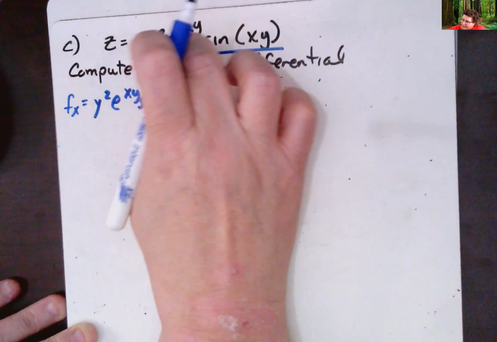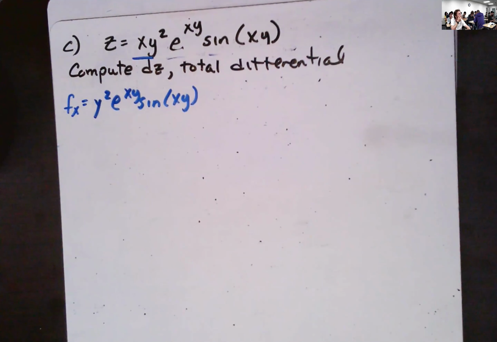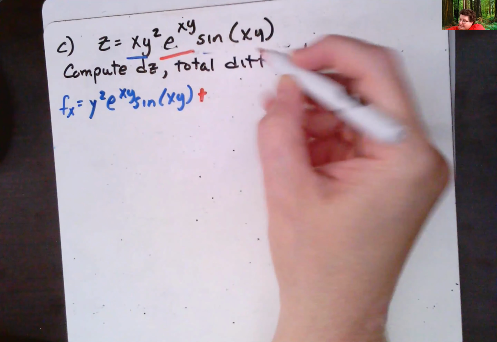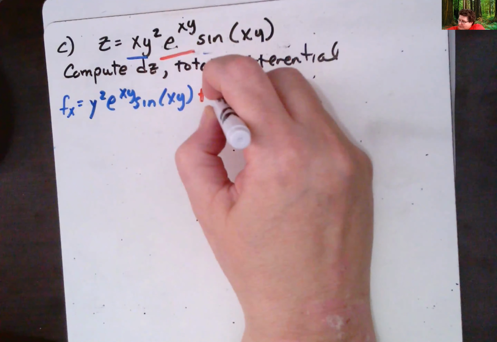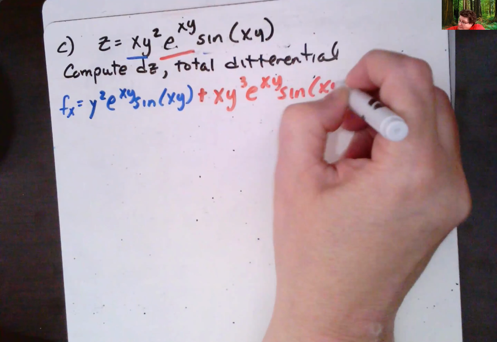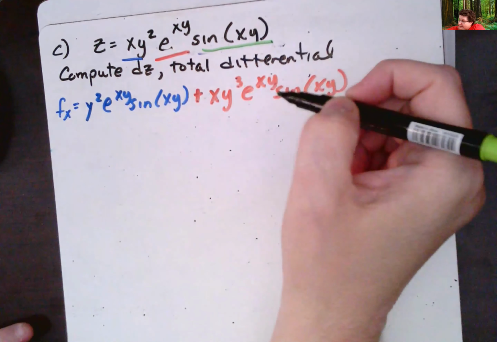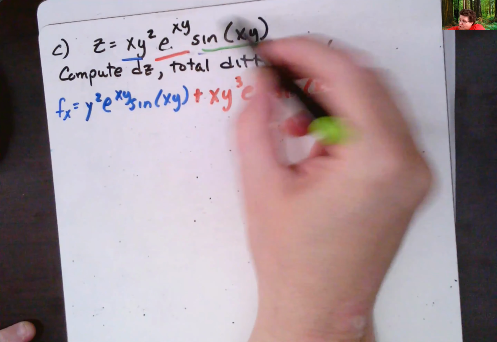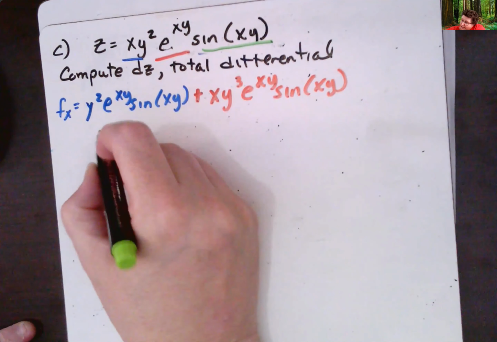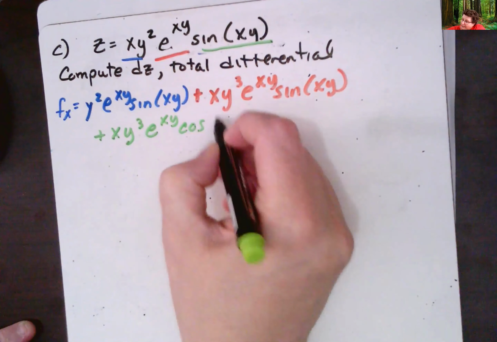Maybe I'll change colors as I'm doing it. And then we've got plus this one. The derivative with respect to x there brings a y down, and I've got x y cubed now. And then maybe I'll do this third component in green. We take the derivative. We also have to do the chain rule and go inside, take the derivative, bring a y out again. And the derivative of sine is cosine. So we'll have x y cubed e to the xy cosine xy.